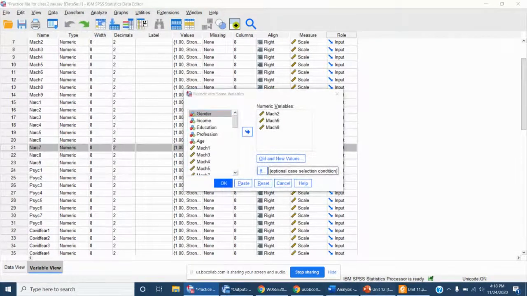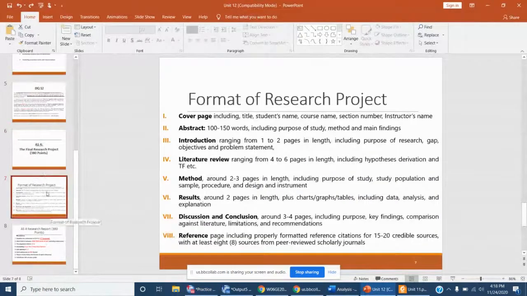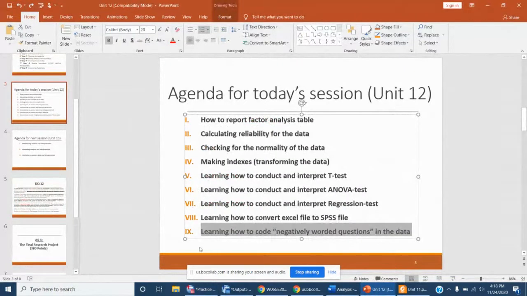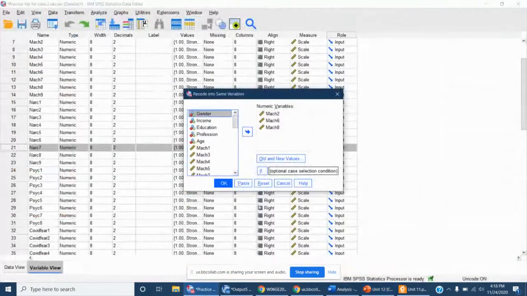Remember that what we are doing at the moment is learning how to code negatively worded questions in the data. Now we realize that these negatively worded questions are creating trouble for us. We are not able to measure their reliability. They are not reliable, as per our data. But I just realized that I did not convert my negatively worded questions to positively worded.